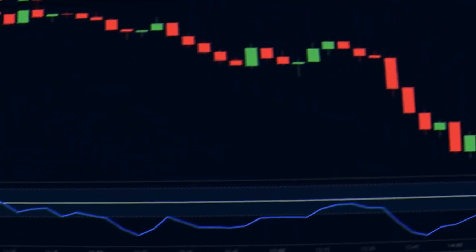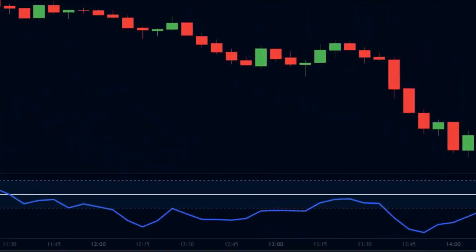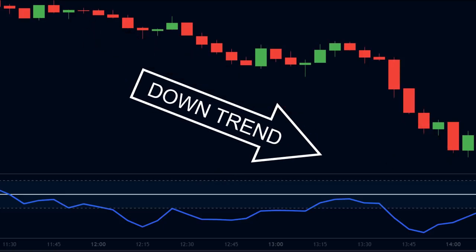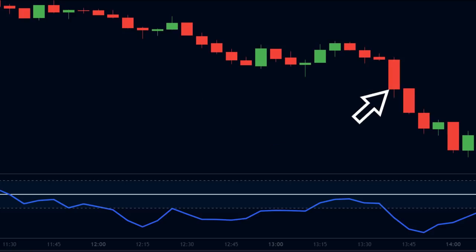Let's look at a bearish example. On this chart, we saw that the CCI was consistently trading below the zero line. This shows that the price is in a sustainable downtrend. Then, on this candle, we see that the CCI line crosses below the minus 100 line. This is a good entry point for us to enter the downtrend. And as you can see, the price just exploded to the downside after this signal.